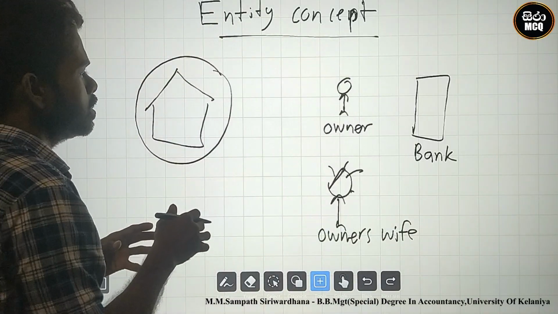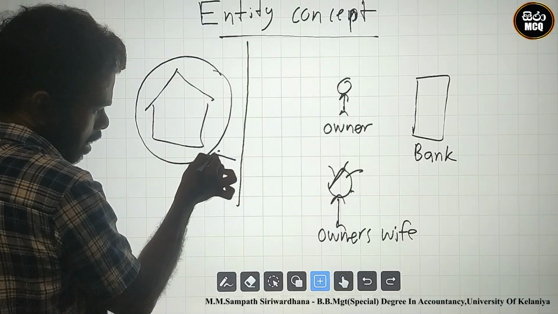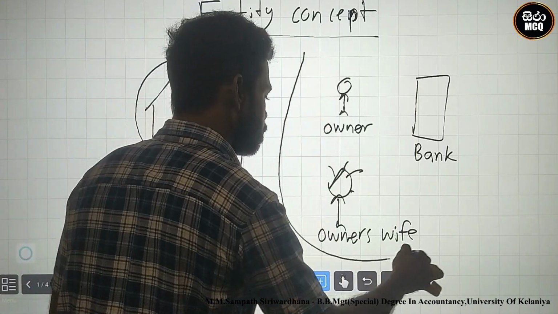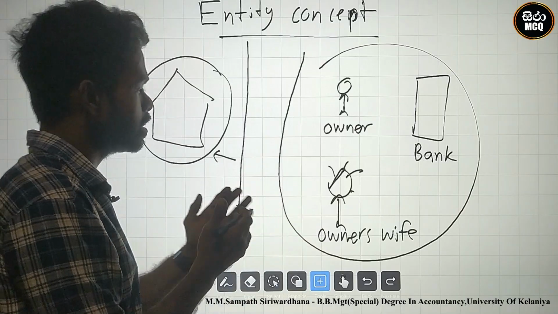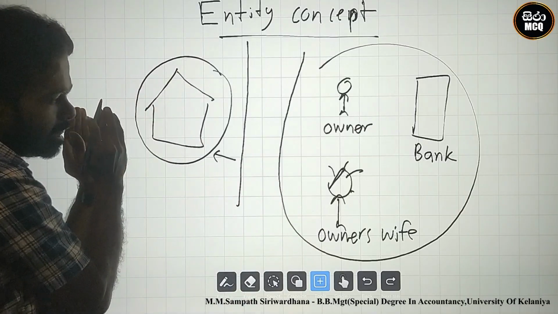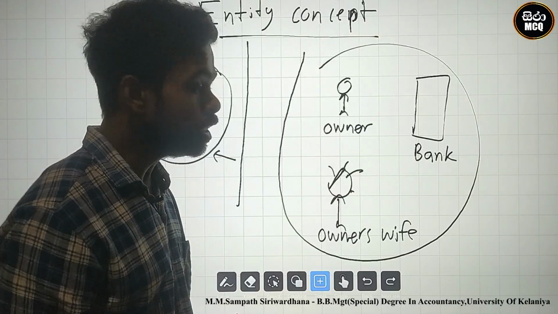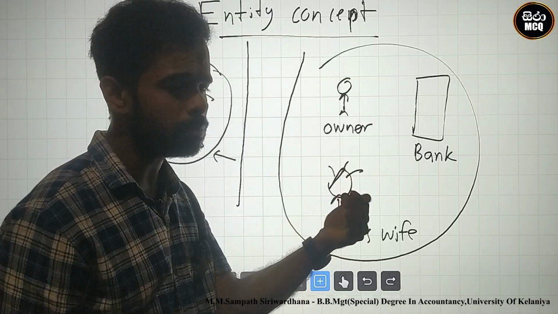Entity concept means this is our business. This business is separate from all these related parties. This means we identify our business. This is a separate entity, separate business, separate from which one? All parties: owner, owner's wife, bank, government.